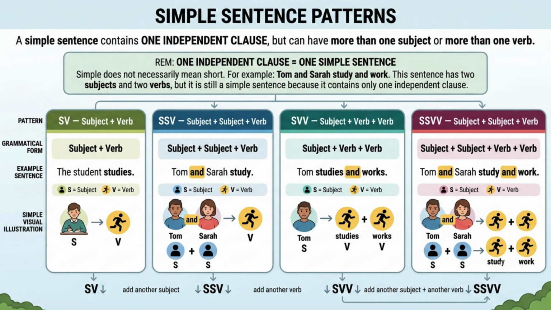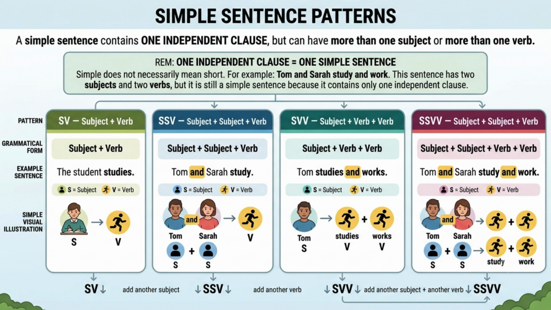Like, if I see Tom and Sarah study and work, I might accidentally think that Tom studying is one thought and Sarah working is another, especially if the sentence gets longer with more details. Is there a trick to tell if they are actually working together or if it's two separate trains? The trick is to look at the verbs and see if they apply to all the subjects mentioned. In a simple sentence, all the subjects share all the actions, like a single team working on one project.